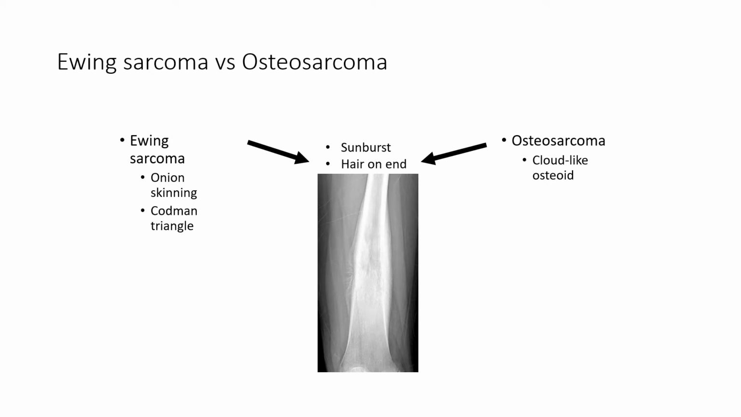So to recap, Ewing sarcoma versus osteosarcoma, these are not absolute, but the terms that we commonly apply. Thinking about Ewing sarcoma, onion skinning, and a Codman triangle. For osteosarcoma, the cloud-like osteoid. But both can have the sunburst or hair-on-end pattern.